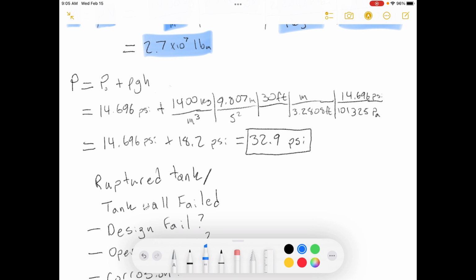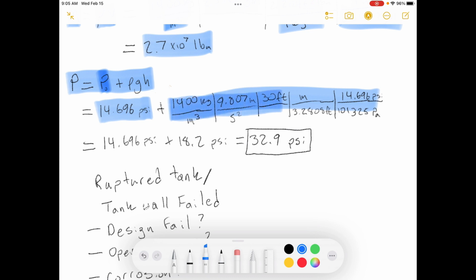Okay, and then for the pressure, this is our equation for pressure. We have atmospheric pressure, P naught, and then we have our density times gravity times height here, and then the unit conversions in order to turn that into PSI. We're left with atmospheric PSI and then the PSI of the tank at the bottom, 32.9 PSI when we add both of those together.